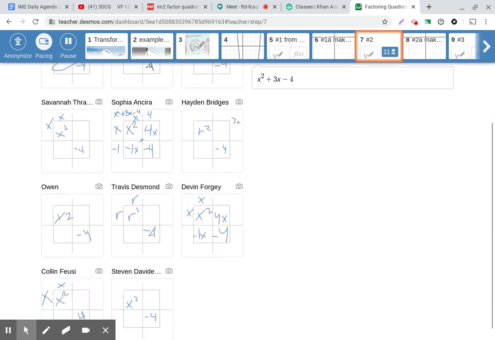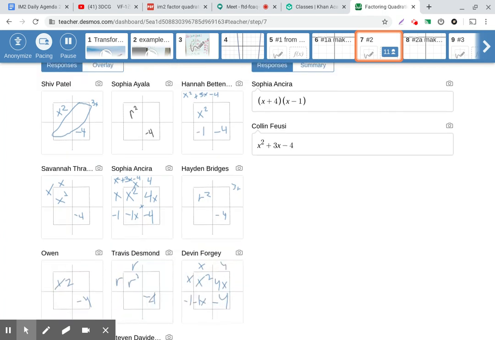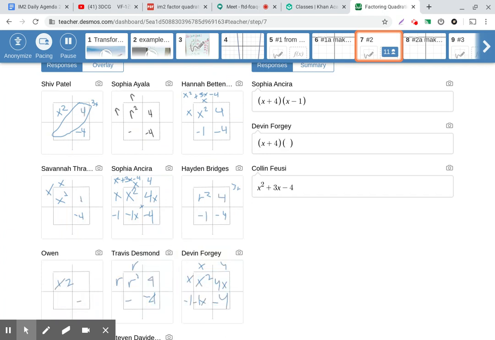Good. So what two numbers multiply to -4 but add up to 3? Okay. Good job. Hannah said 4 times -1. There we go. And then Hannah, go ahead and put the x's inside that 4 and -1, because those two will have x's as well. Just trying to be real picky about that. And same thing for you, Hayden. I always forget to also put the x's.